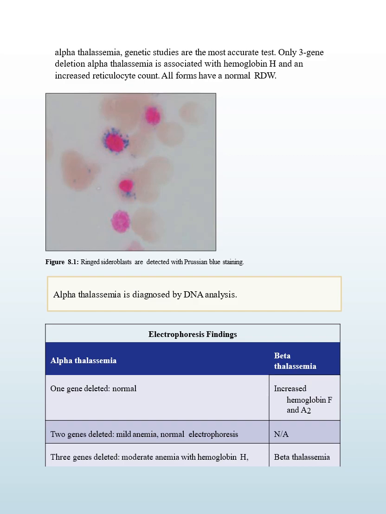And if we have beta thalassemia, it will not affect anything. If we have three genes deleted, we have moderate anemia with hemoglobin H, and in case of beta thalassemia, we have only beta thalassemia. Let's go to the next slide, slide number 12.